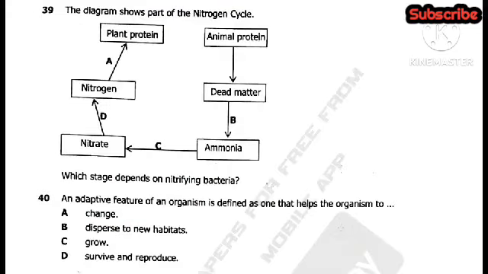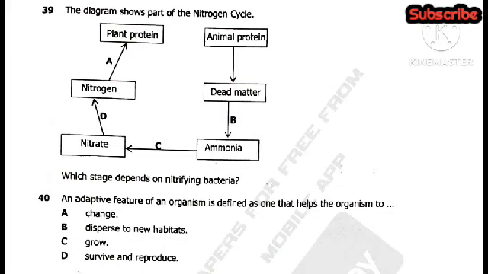Second last question, number 39. The diagram shows part of the nitrogen cycle. The nitrogen cycle means how nitrogen is exchanged from living organisms to the soils, and from soils to the atmosphere.